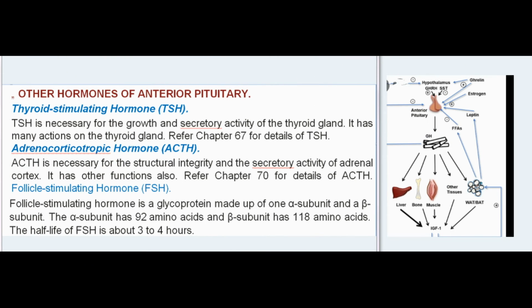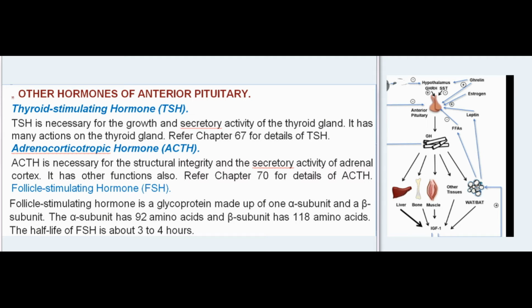Other hormones of anterior pituitary. Thyroid stimulating hormone, TSH. TSH is necessary for the growth and secretory activity of the thyroid gland. It has many actions on the thyroid gland. Refer Chapter 67 for details of TSH. Adrenocorticotropic hormone, ACTH. ACTH is necessary for the structural integrity and the secretory activity of adrenal cortex. It has other functions also. Refer Chapter 70 for details of ACTH.